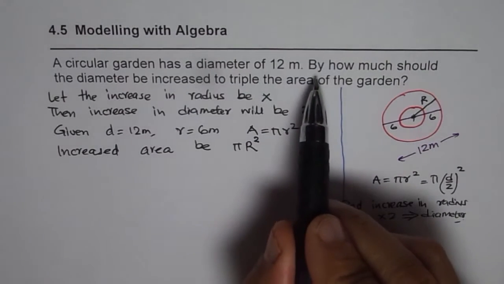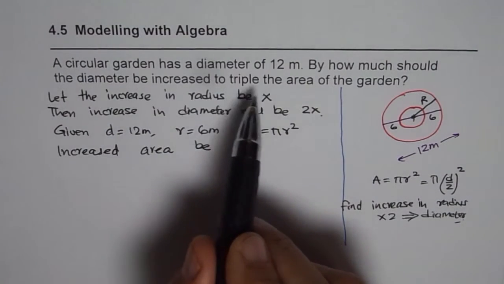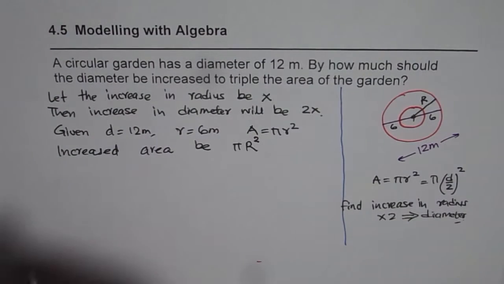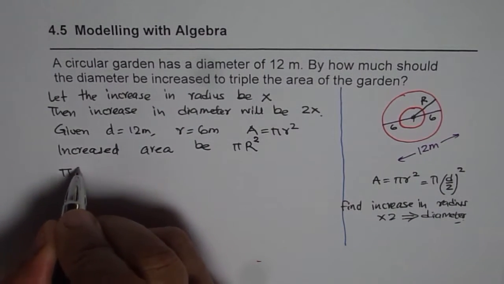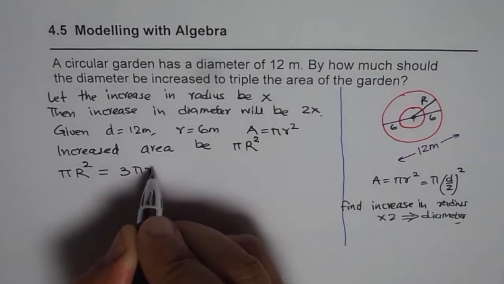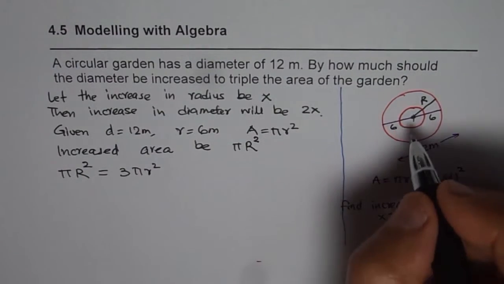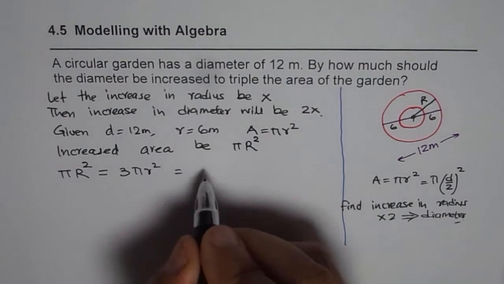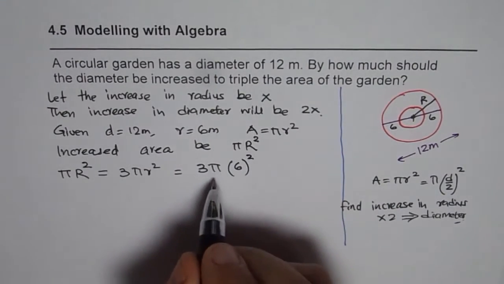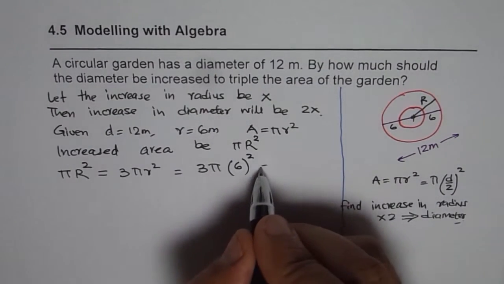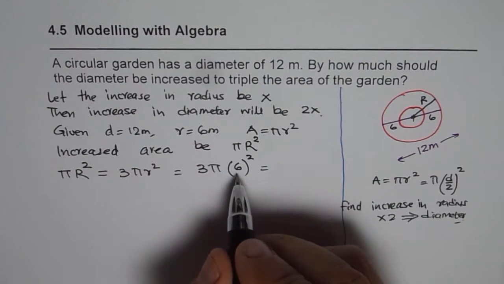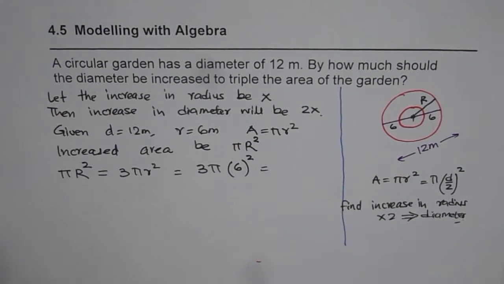Now the question is, by how much should the diameter be increased to triple the area? So this new area should be 3 times the original area, right? So what we are looking for is that the new area, which is pi capital R square, is 3 times the original area, pi r square, with r the smaller circle radius, right? And we know how much r is. Let me write down that value. r for us is 6, so that is 3 pi 6 square. 6 square is 36. This is a good way of writing, I'll tell you how and why.